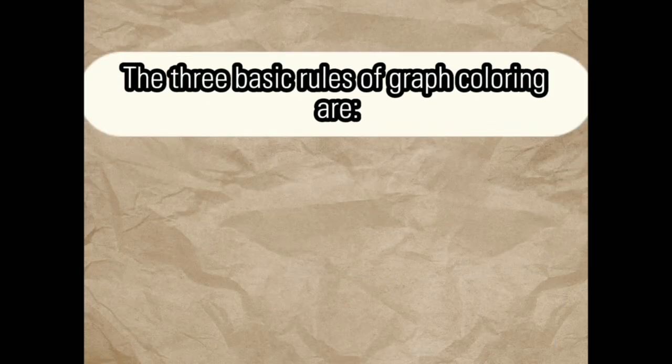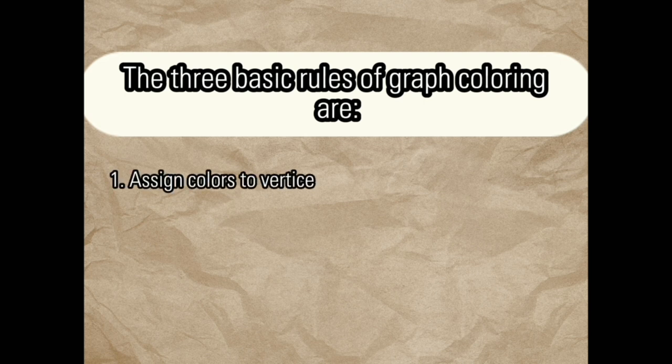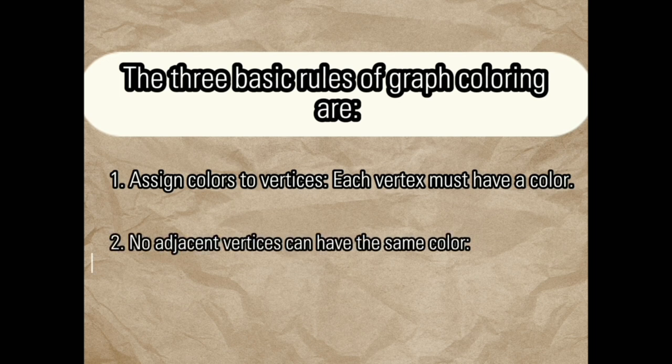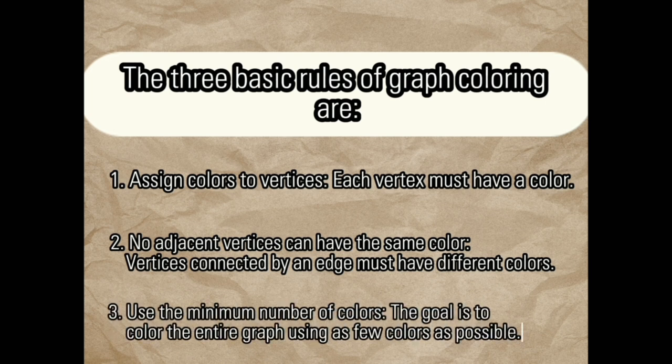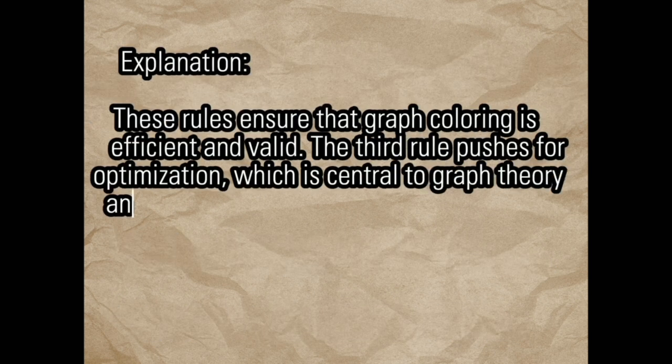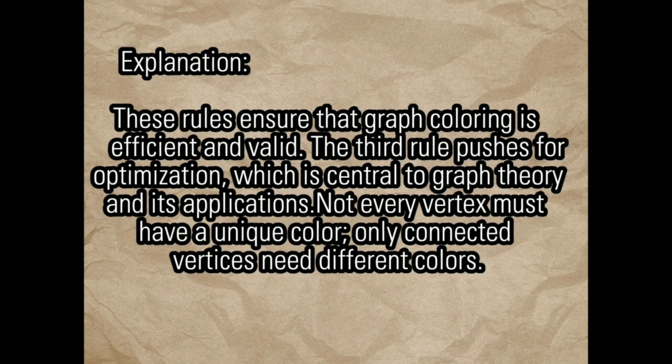The three basic rules of graph coloring are: assign colors to vertices. Each vertex must have a color. No adjacent vertices can have the same color. Vertices connected by an edge must have different colors. Use the minimum number of colors. The goal is to color the entire graph using as few colors as possible. These rules ensure that graph coloring is efficient and valid. The third rule pushes for optimization, which is central to graph theory and its applications. Not every vertex must have a unique color. Only connected vertices need different colors.